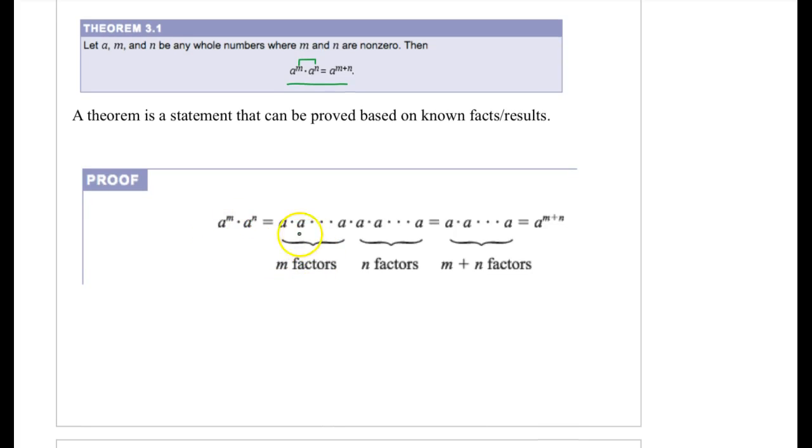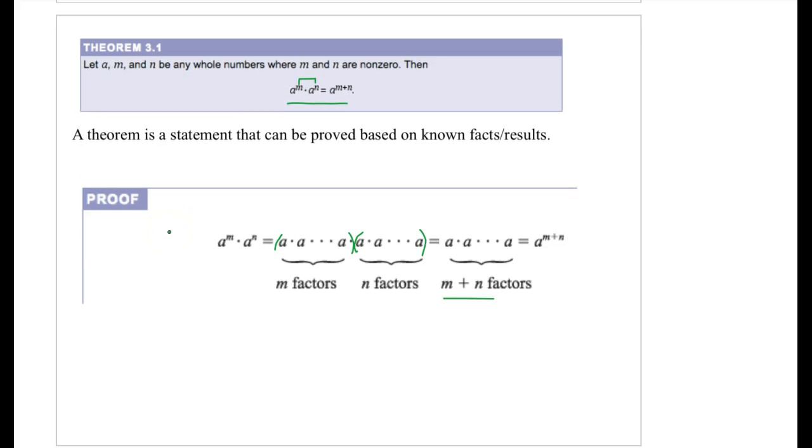a to the power of m is a times a times a, and if you look carefully here, that would be m factors and then n factors. And so what happens is you have m plus n factors. And so there's the proof of that one there.